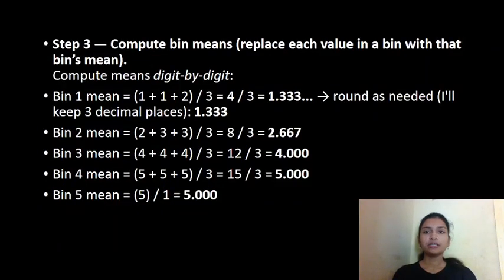Step 3. Compute bin means. Compute means digit by digit. In bin 1 we are adding the values, and upon this we are writing the number of pairs. We are having 3 pairs, so we are writing 3 and adding the values. So the answer we are having is 1.333. Bin 2 we are also doing the same: 2.667. Bin 3 4.000. Bin 4 5.000. In bin 5 we are only having one value, so we are writing 1 upon that and only the value, that is 5 upon 1.